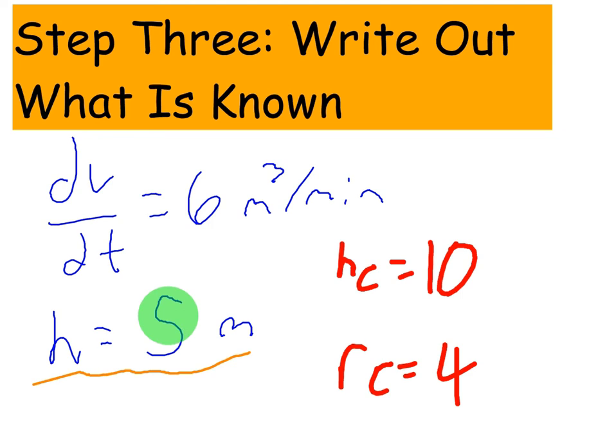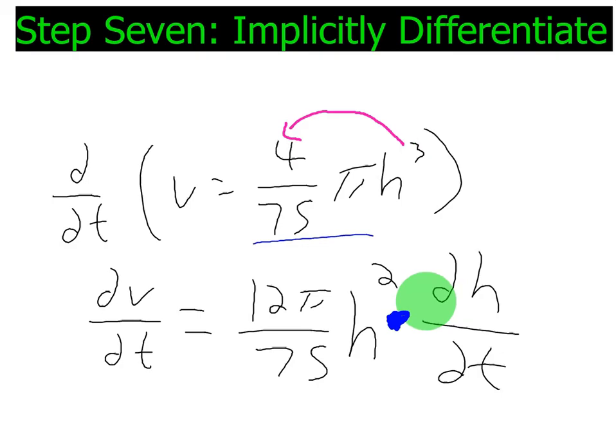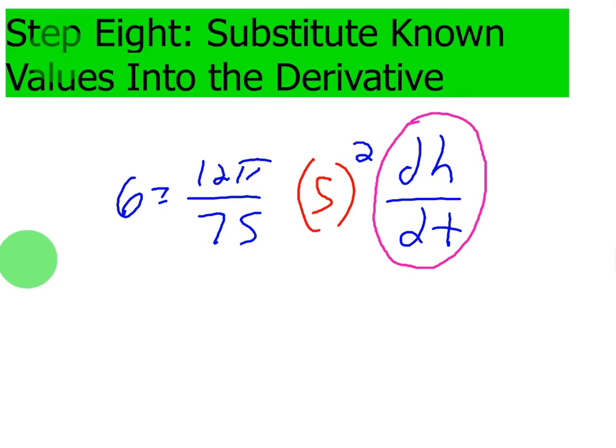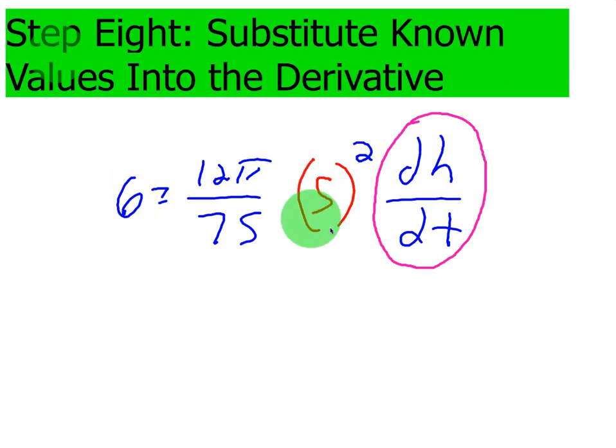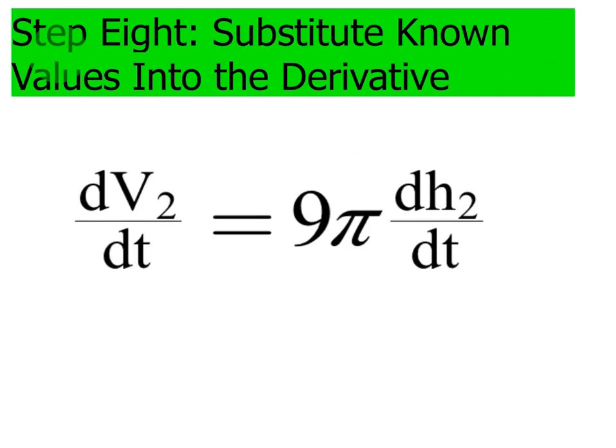So guess what? We can replace dV/dt with 6, and we can replace h with 5. And now you can see that there's only one variable left, dh/dt, which is what we're trying to solve for. We can get it by itself, and we will know the rate at which the water is rising. So as you can see, we're almost done with this question. So step 8 is pretty simple. You're just looking at what you already know and plugging that stuff in. Going to example 4.